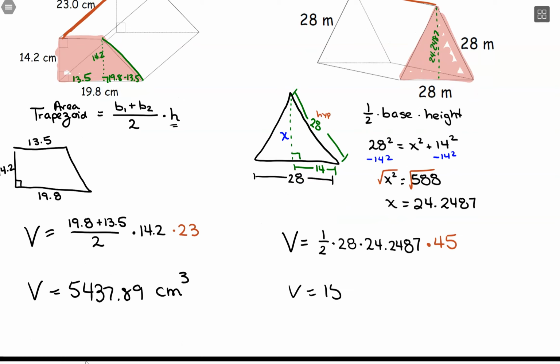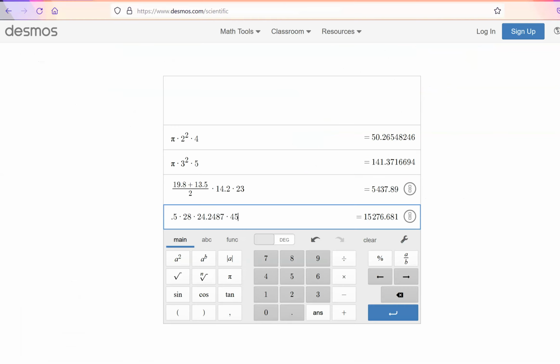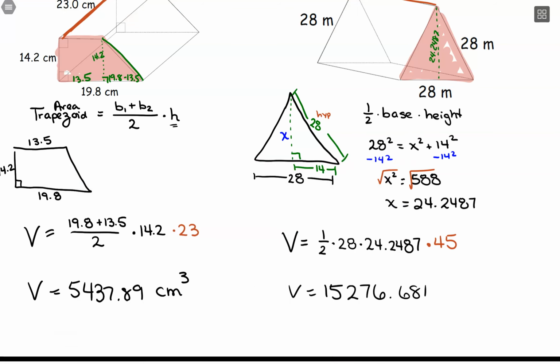15,276.681. Sorry, my memory is not that strong. Oh, good. Got it. And then the units would be meters cubed.